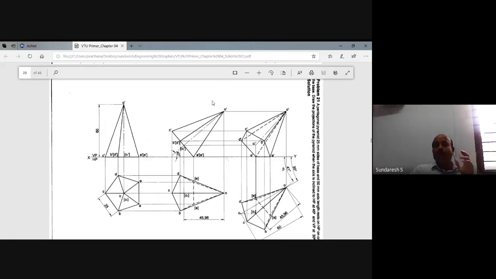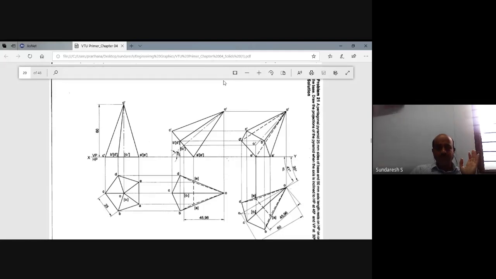When you are completing the top view, look out for the outlines. If any of the edges form an outline, whether they are visible or not, they should be represented as visible lines, so you have to show them as a continuous thick line. Okay, so now let us observe the solid from the top. From this top, this is the front view.